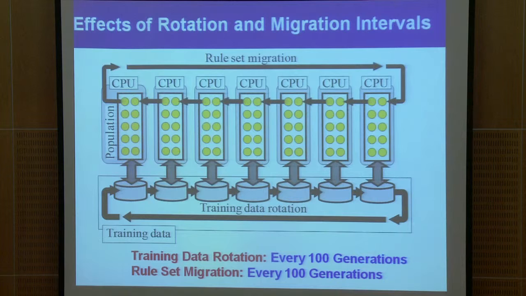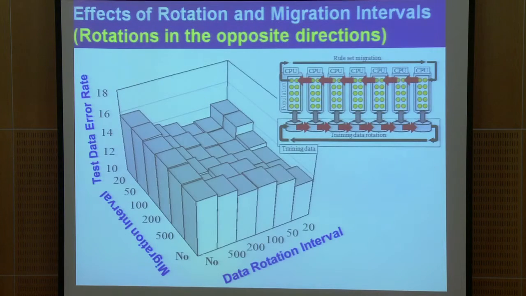We also examine the effect of training data rotation and dataset migration. In our competition experiment, we perform training data rotation and test rule set migration every 100 generations. We also perform rotation and migration in opposite directions, and we examine the specification of the data rotation interval and migration interval.